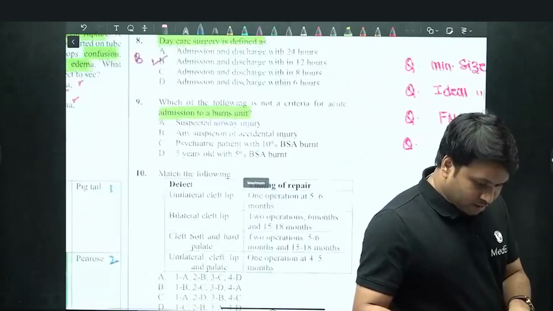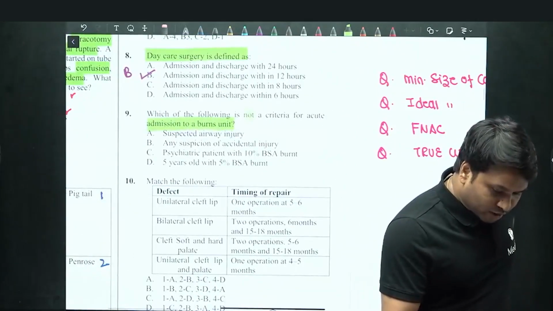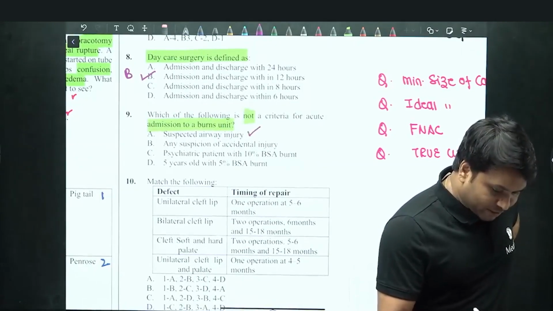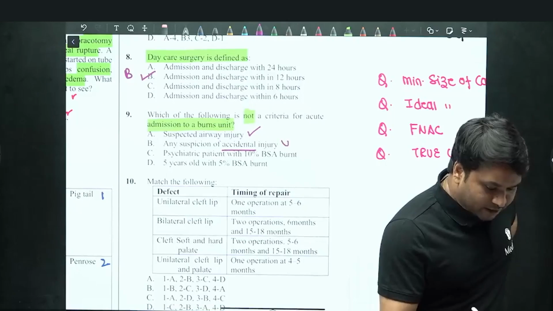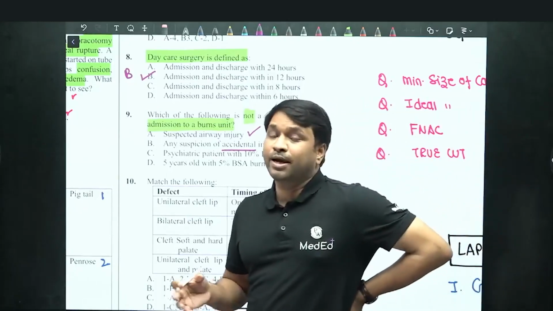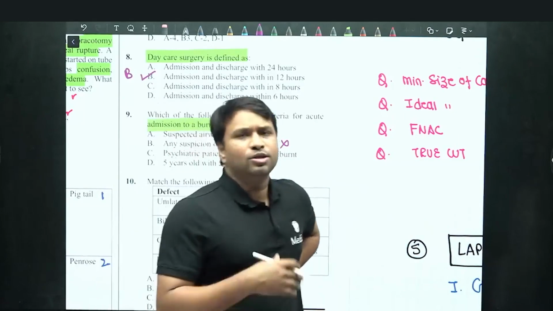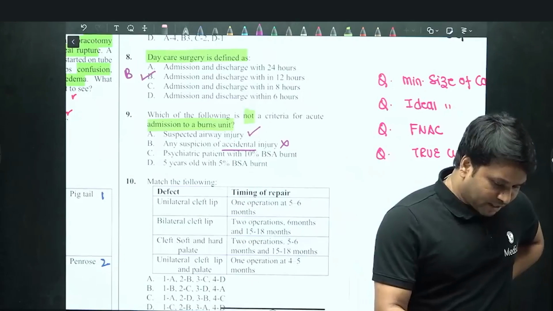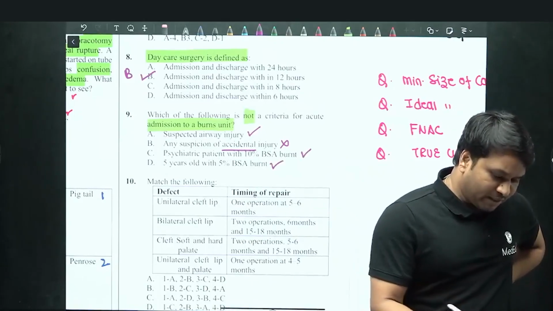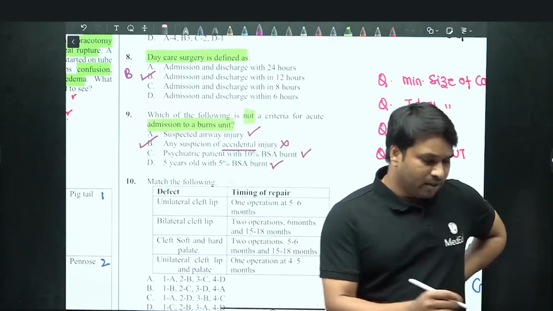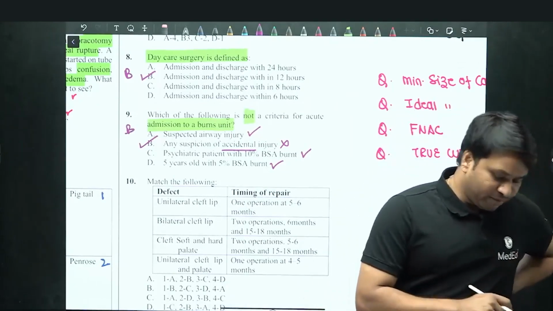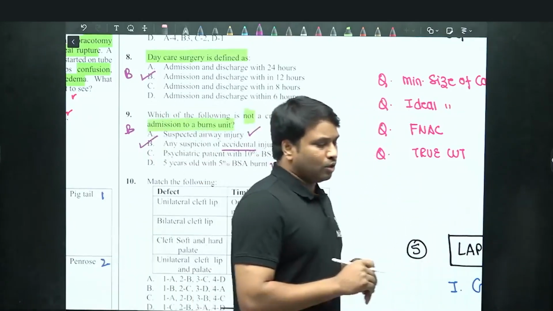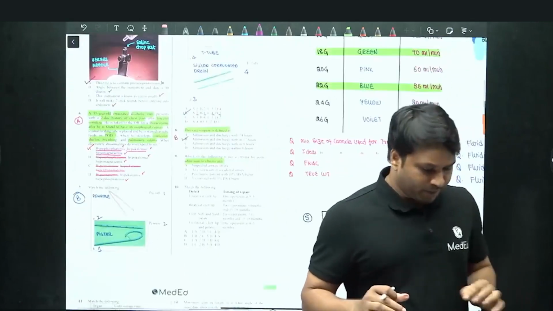So when you go across here, look for which is not a criterion. Suspected airway injury, I will admit. Any suspicion of an accident, no. If it is a non-accidental injury, I will admit. Why non-accidental? It might be an attempt to kill the person, so basically you're suspecting foul play. Psychiatric patients, I will admit. A 5-year-old, extreme of age, I will admit. So the only patient I will not admit is B for Bombay. Clear? So your question 9, the answer is B for Bombay.